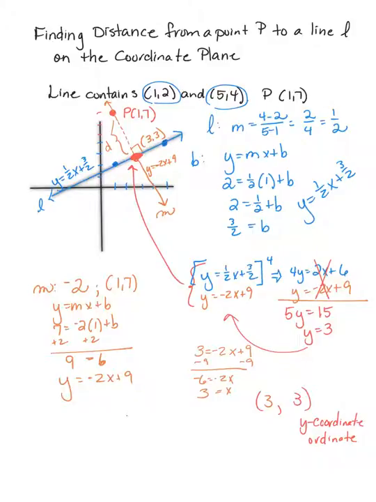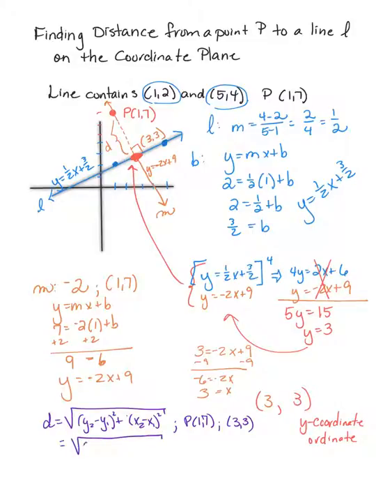So we're going to use the distance formula. And I noticed last time we used the distance formula, a lot of you forgot to put squares on your quantities. So make sure that you put those squares in the formula. The two points we're going to use are point P and our new point 3, 3. So let's plug in.